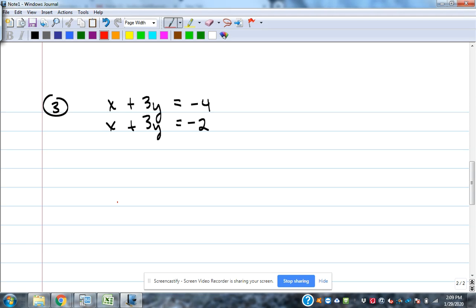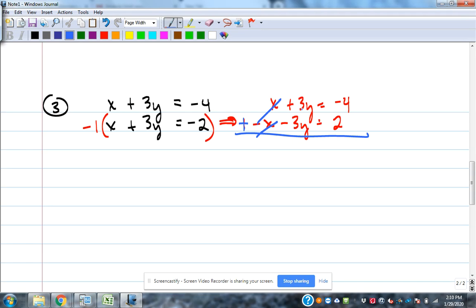Well, we've got to do something. They don't cancel out right now because if I add them together, it's 2x and 6y, so it doesn't cancel them out. So if I make one of them all negatives, I'm going to multiply the second one by -1. It doesn't really matter. So -x minus 3y is equal to 2. And then the top one is staying the same. And when we add those two equations together, x cancels x, 3y and -3y cancel out. And then -4 and +2 is -2.